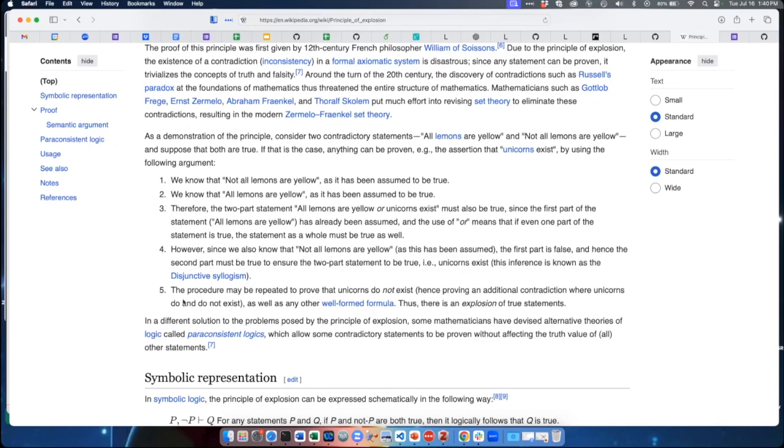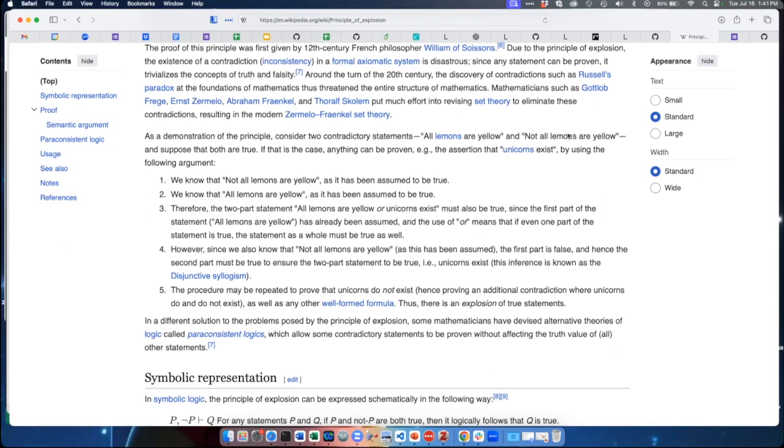And that's this idea, is I can follow this procedure over and over again to prove that unicorns do not exist. I just need to change the content of the or statement. I could prove anything. So there's an explosion of true statements. That's this thing. An infinite number of statements. I can come up with any well-formed formula that I ever feel like writing down, and I'm going to be able to prove it from just a pair of contradictory premises.